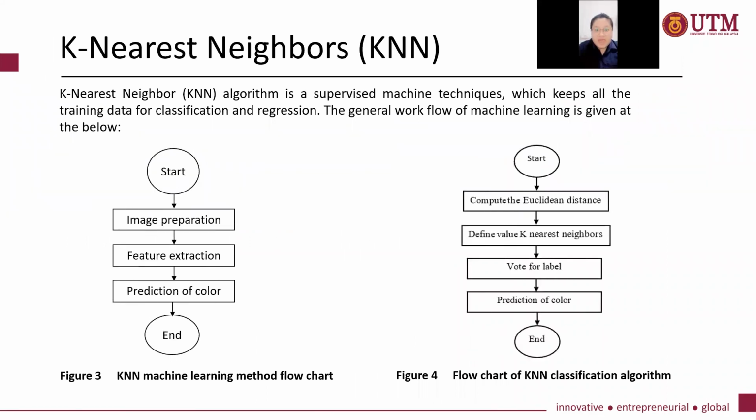K nearest neighbor, KNN. The KNN algorithm is a supervised machine learning technique which keeps all the trained data for classification and regression. The general workflow of machine learning is given below. Figure 3 shows the KNN machine learning method flowchart, which starts with image preparation, picture extraction, and last is color prediction. Figure 4 shows the flowchart of the KNN classification algorithm, which starts by computing the Euclidean distance, defining the value of K, working out the label, and last is the color prediction.